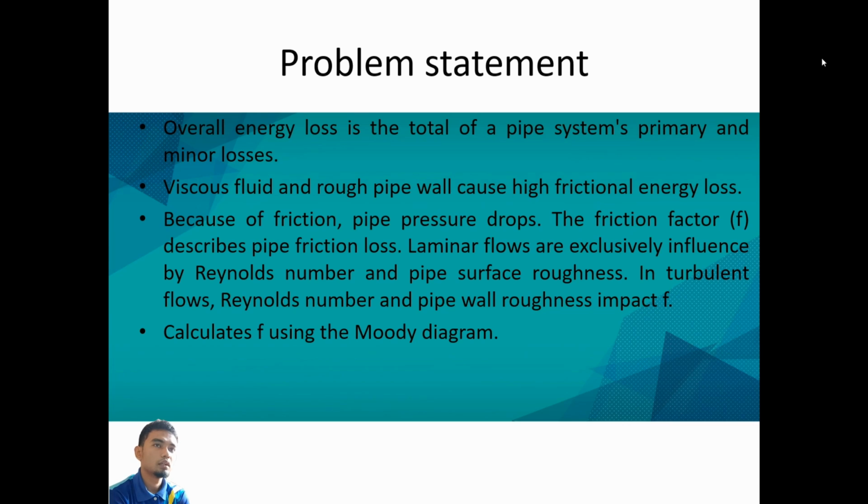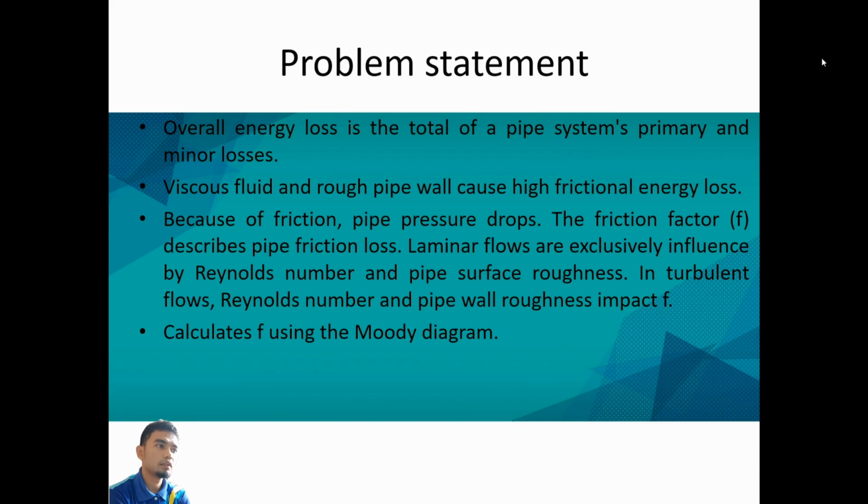For the problem statement, overall energy loss is the total of a pipe system's primary and minor loss. Viscous fluid and rough pipe walls cause high frictional energy loss. Because of friction, pipe pressure drops. The friction factor F describes pipe friction loss.